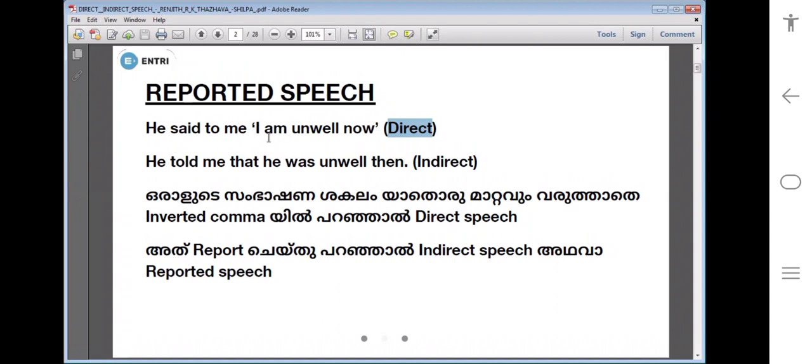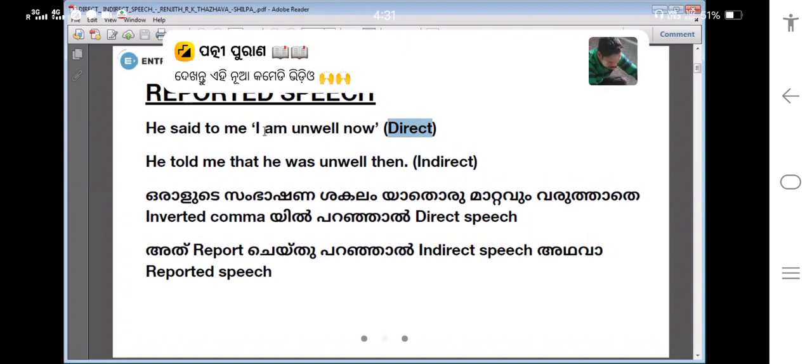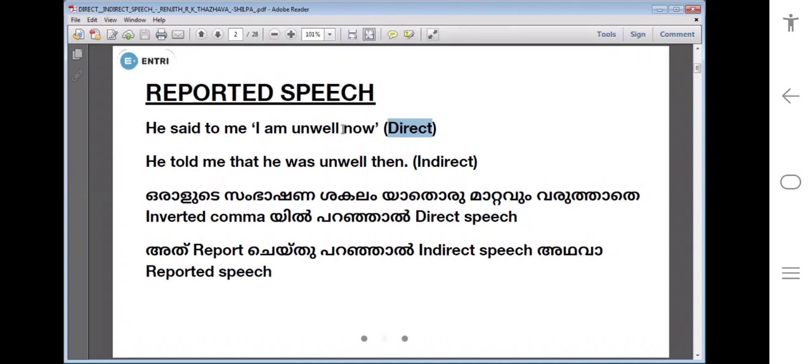You can see the change of pronoun, I that became he. You can see the tense also, the present form of the verb am that became was, and you can see the adverb of time now that became then. So here we have tense changes, pronoun changes, and adverb changes.